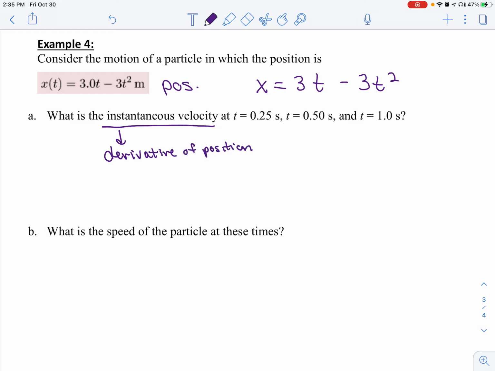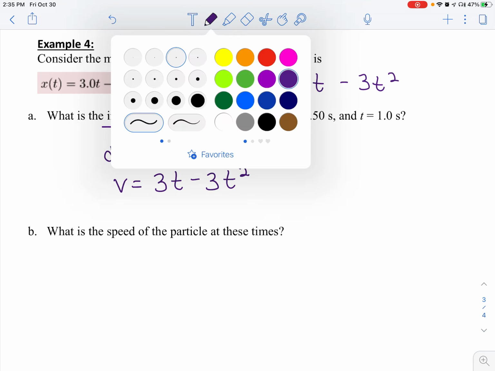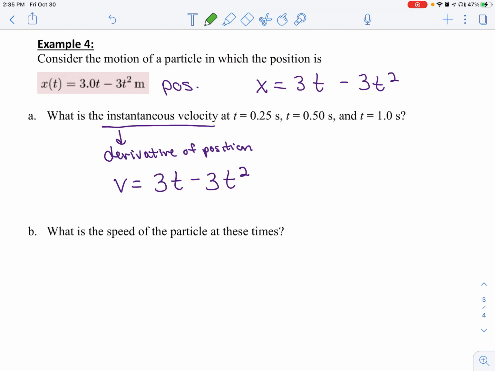It's huge. So we're going to have velocity equals, it's not 3t minus 3t squared. I need to change it. Are you ready? Watch carefully. This has an exponent of 1. Multiply it with that 3. Its exponent goes down by 1. Take this exponent, multiply it by negative 3. Its exponent goes down by 1.